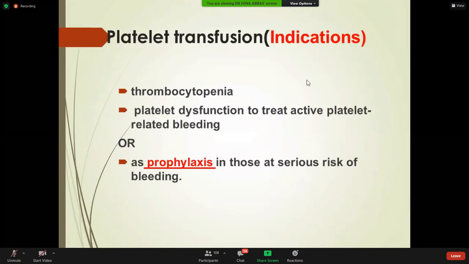Okay. Now coming to the platelet transfusion indications. Indications are very simple. This is thrombocytopenia, platelet dysfunction, to treat active platelet-related bleeding. This is simply, you can say, the platelet disorder, either the thrombocytopenia or functional defects of the platelets, and the patient is bleeding. What are those functional defects?